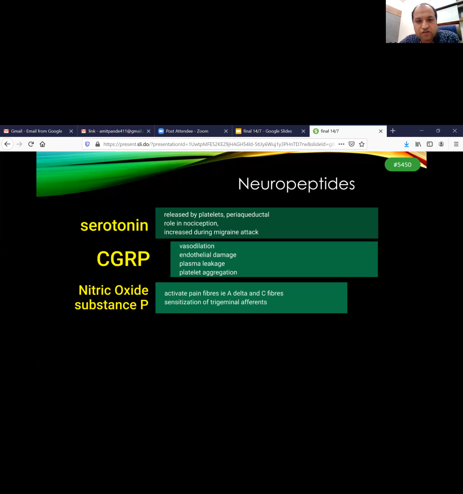CGRP, as we know, plays a role in vasodilation, endothelial damage, plasma leakage, and platelet aggregation. And nitric oxide and substance P activate pain fibers, that is A delta and C fibers, and are responsible for sensitization of trigeminal afferents. So those who have marked platelets and periaqueductal both, you're absolutely right. Good. The next question, question number 5.